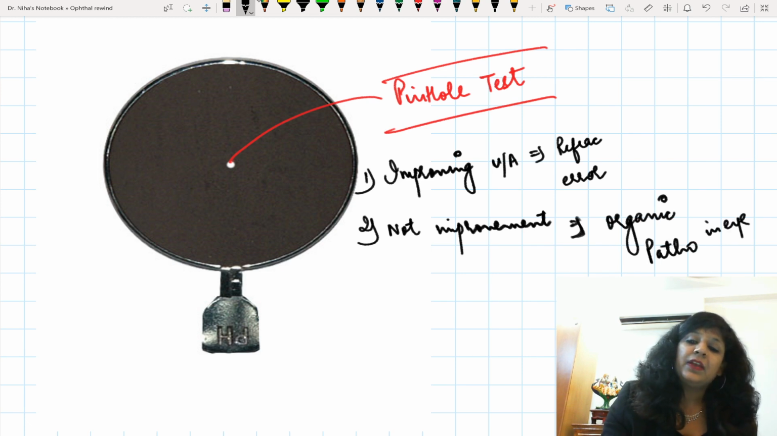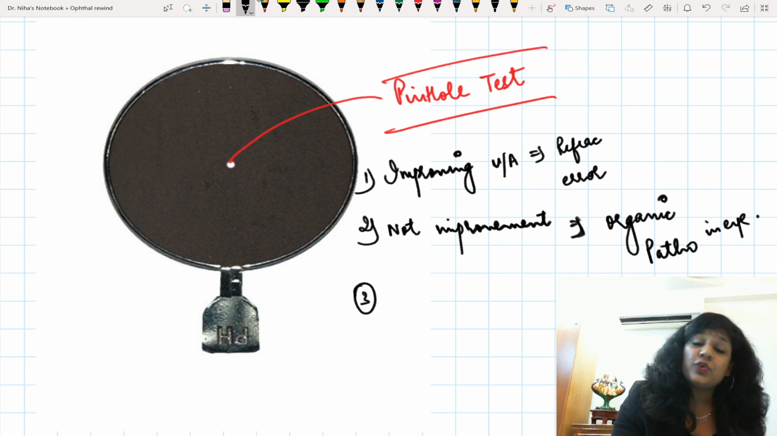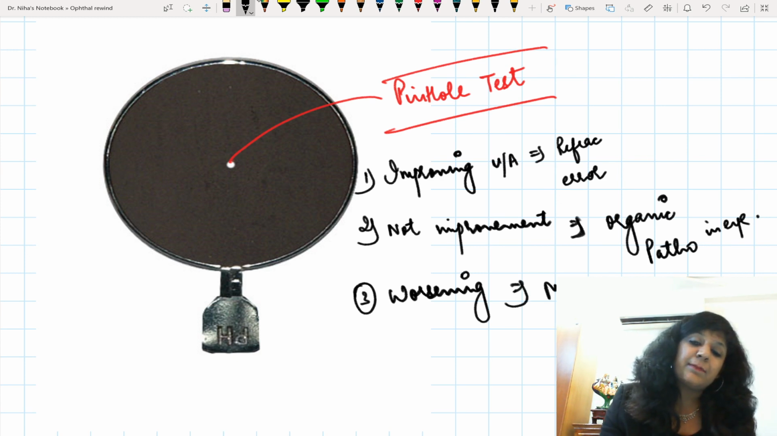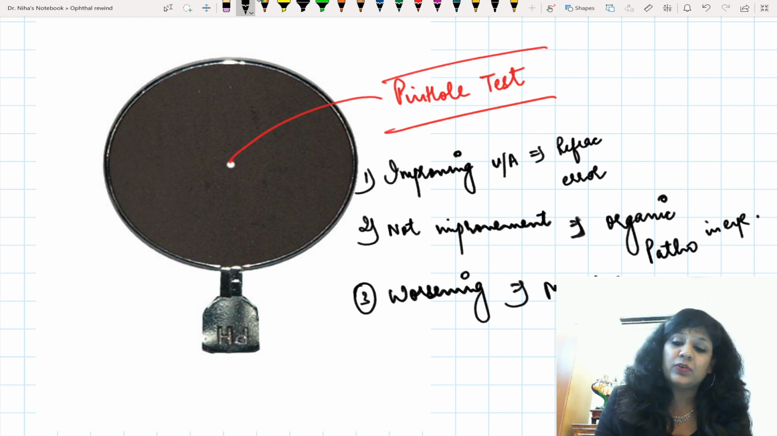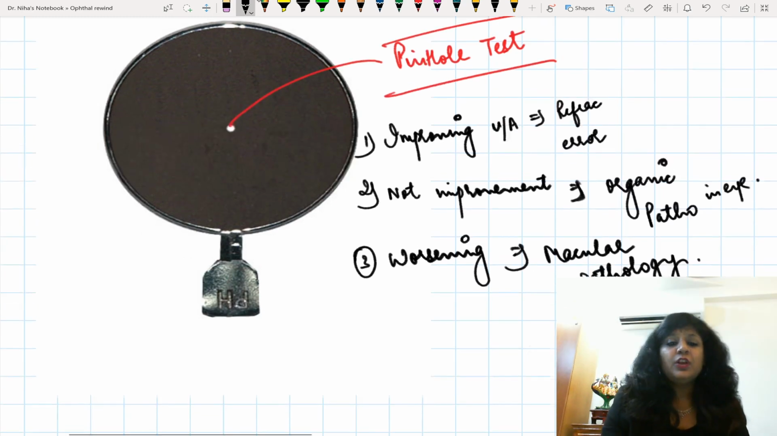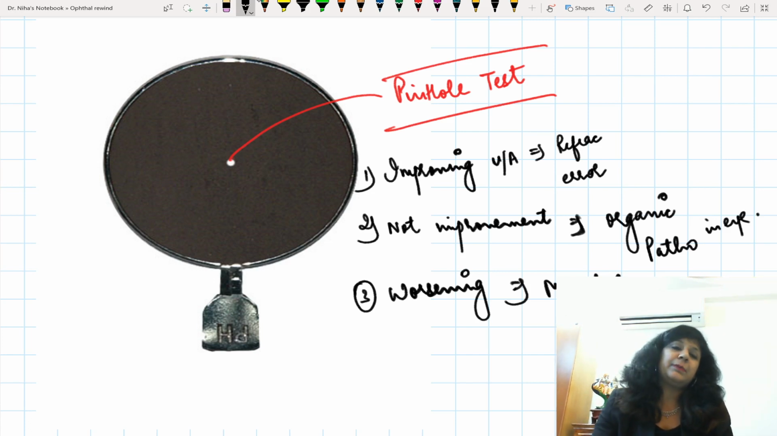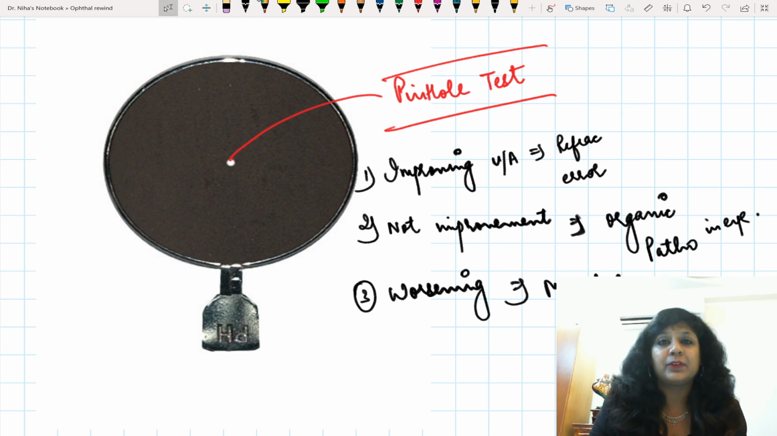While there is a third condition also where it is worsening. Suppose the person is seeing through the pinhole, the central area, and it is worsening. That means there is some problem in the center. So that represents that it is a macular pathology. So this is a simple test where within seconds you will come to know that the person is having the refractive error or any organic pathology or the macular pathology.